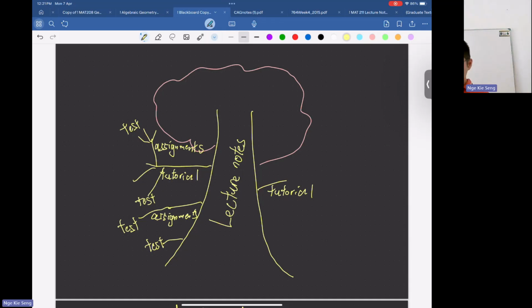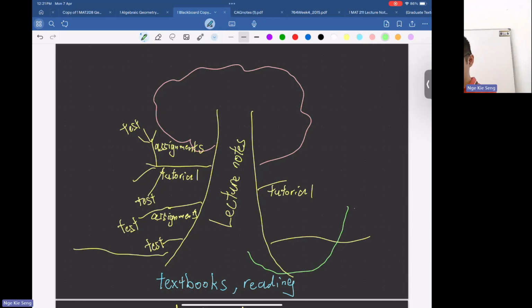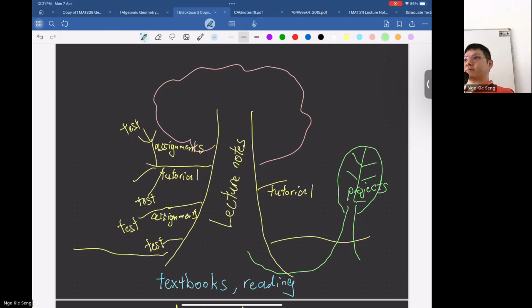So this tree is on the soil, right? So what is the soil? These are a bunch of textbooks and a lot of readings. Only then can this tree grow. And where's your project? Your project should grow from here. So this is your project. Okay, is that clear? Very clear.